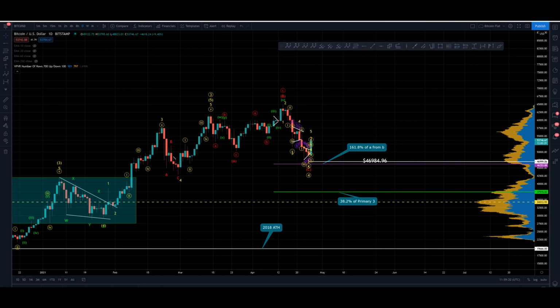Right, for the next few minutes we're going to be looking at Bitcoin. We've seen some volatile price action recently and we're going to be going straight into our Elliott wave count and finishing up with our basic technical analysis.